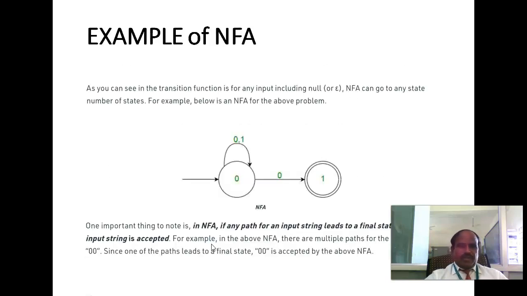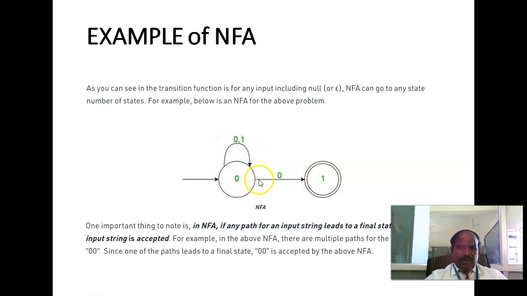So for example, see this NFA. Similar to the DFA, we are giving the set of input symbols 0 and 1. This is the starting state of the non-deterministic finite automata. This is the ending state, the final state, encircled by a double circle. All the inputs ending with 0 will be accepted.